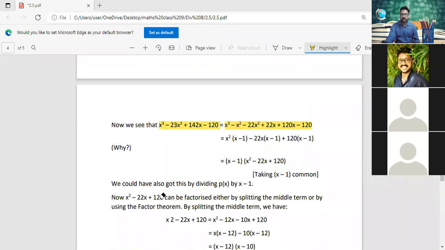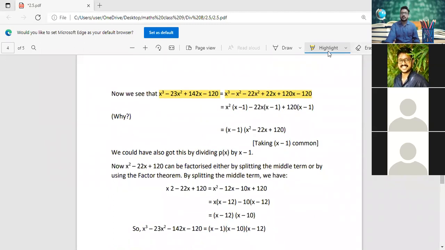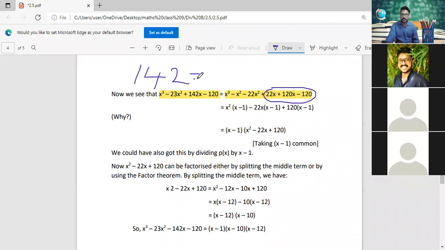Let me just rub that. Okay, so we have just splitted that, and so this part is over. X cube is okay, minus x squared is okay, minus 22x squared is okay. Again, we splitted the number 142. 142 is splitted in a different way.